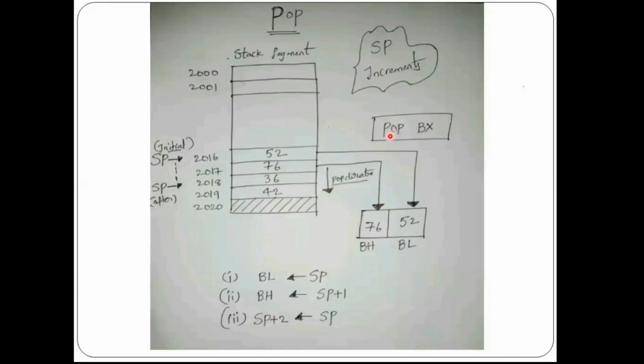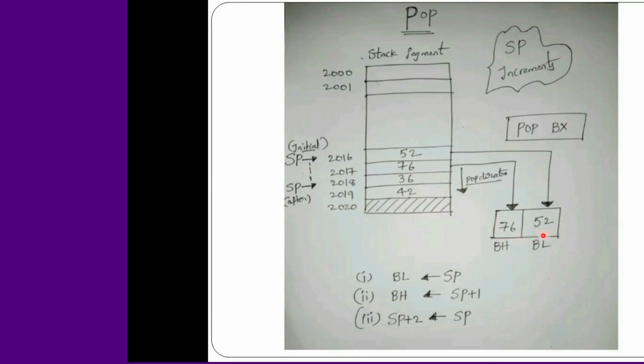Since you are performing pop BX, it means that from the stack you want to pop 16-bit data and store it in BX. You are telling the computer to store the topmost 16-bit data of the stack into the BX register. So your computer is doing that. How? 52 is stored in BL because 52 is at the lower address, and the higher address is 2017. 76 is stored in BH this way. 76 is here, 52 is here. So the exact value that I wanted to pop is 7652, right?